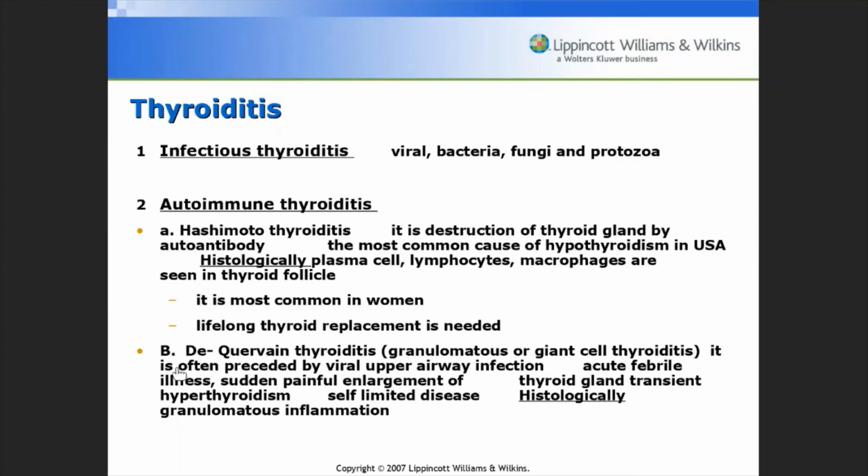There is de Quervain thyroiditis. I'm not going to talk about this, but that's basically granulomatous inflammation. De Quervain described many different kinds of conditions in the body, like contributing to carpal tunnel syndrome and so forth. But Hashimoto is the one that you should be really focused on regarding hypothyroidism.